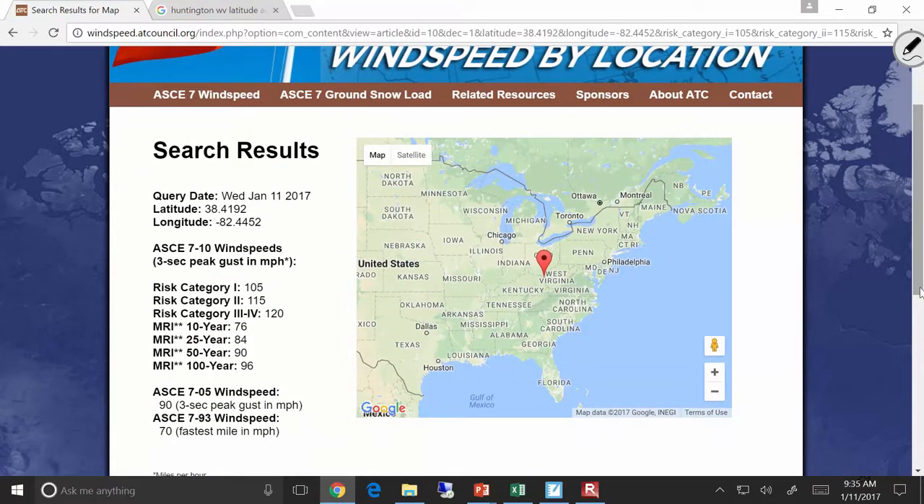So first off, does the map look right? I mean, this is West Virginia. There's Huntington about right there. And then risk category 2, our wind speed is 115 miles per hour. So this makes sense. That's a value that would be fairly reasonable. Sound good? All right. Okay.